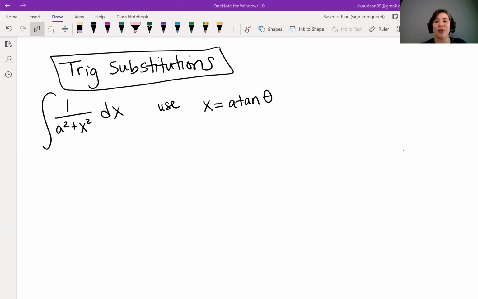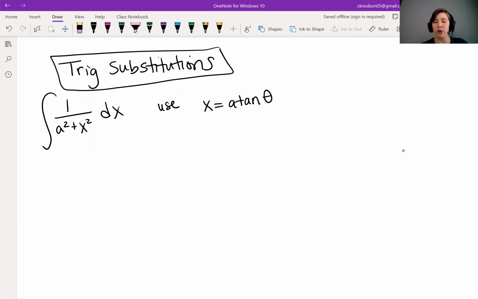Hello. In a few earlier videos, we looked at using some trig substitutions to make integration nice and easy. Sometimes you actually can use a trig substitution even if it's not immediately obvious. So remember that if we have an integral that looks like this, the integral of 1 over a squared plus x squared, where a is just some constant, we can use the trig substitution of x equals a tan theta.